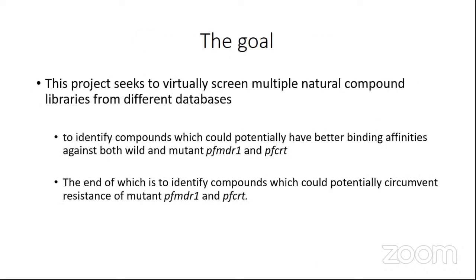and thus the goal. This project therefore seeks to virtually screen multiple natural compound libraries from different databases. First of all, to identify compounds which could potentially have binding affinities against both the wild and mutant PFMDR1 and PFCRT. Now, to what end is this? The end of which is to identify compounds which could potentially circumvent the resistance of mutant PFMDR1 and PFCRT, so that at the end of the day, we could have new compounds that could potentially be moved to become drugs that could address the issue of resistance in regards to this parasite and the menace which produces malaria.